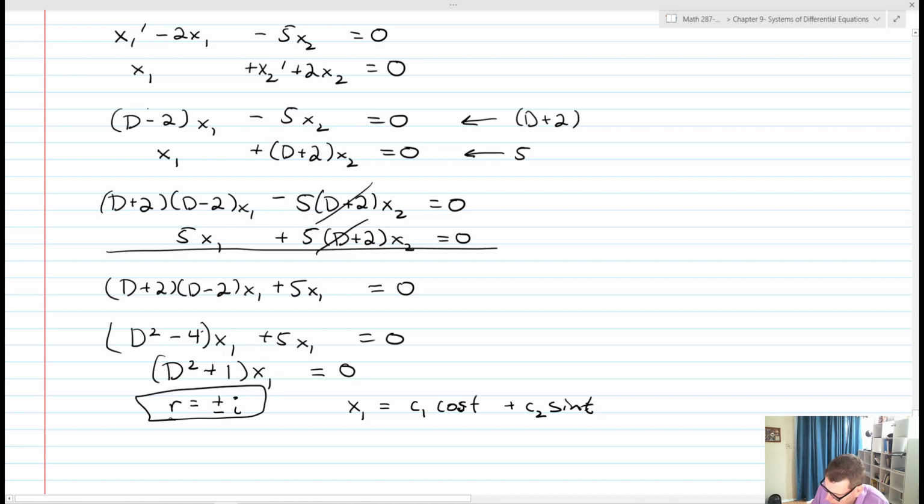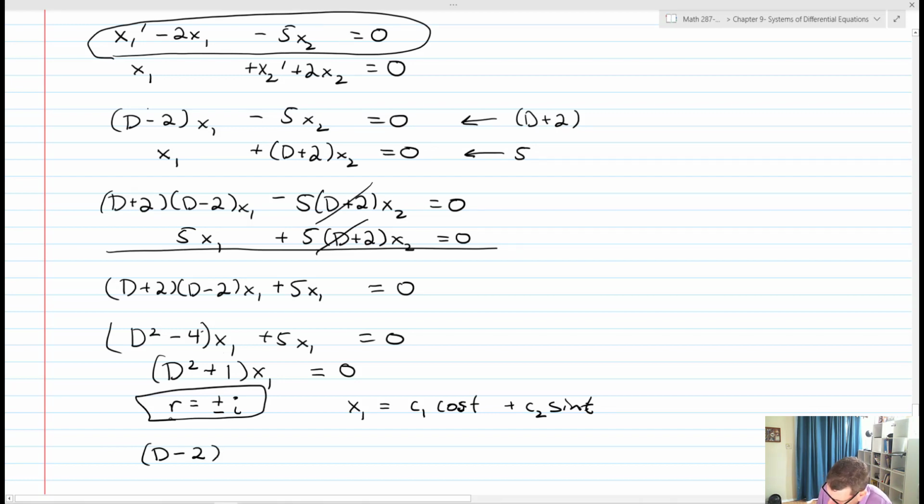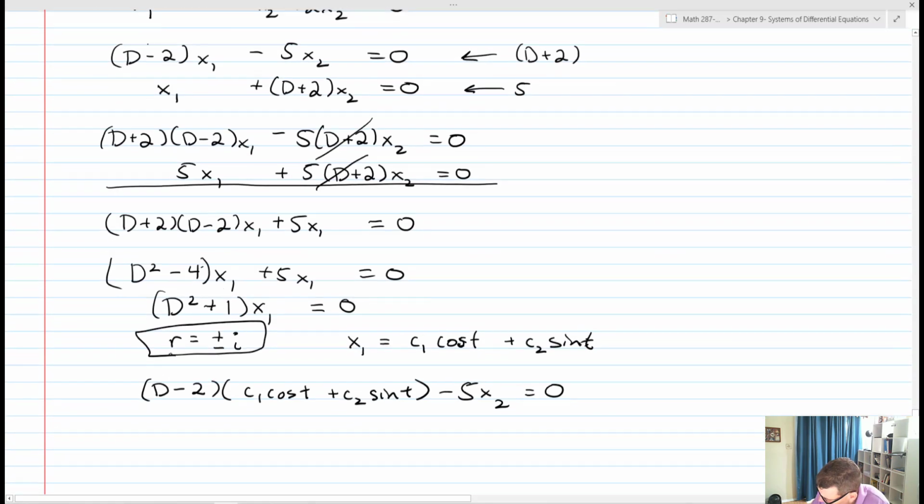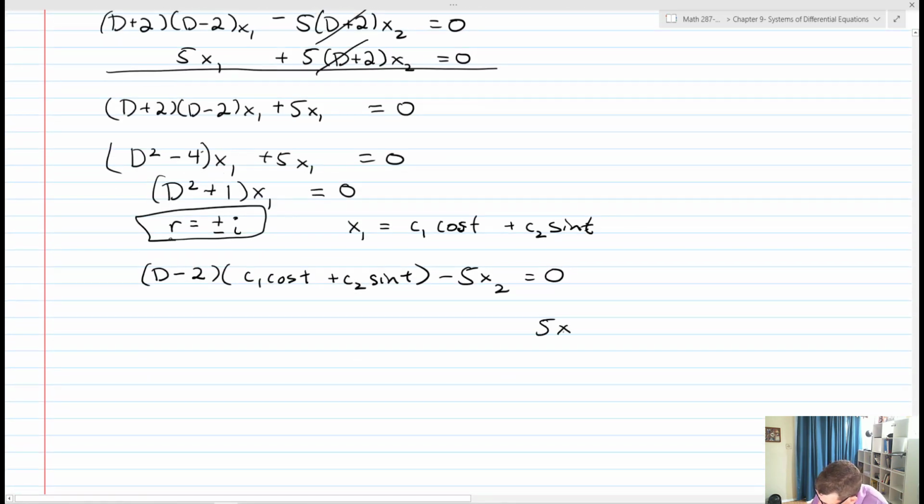So that's x1. So now what I'm going to do is go back up and utilize this first equation up here in order to solve for x2. Okay, so I'm going to rewrite that as D minus 2 applied to c1 cosine t plus c2 sine t minus 5x2 is going to equal 0. And just to make my life a little simpler, I'm going to move that 5x2 over to the other side. And that's then going to be equal to D minus 2 applied to c1 cosine t plus c2 sine t.